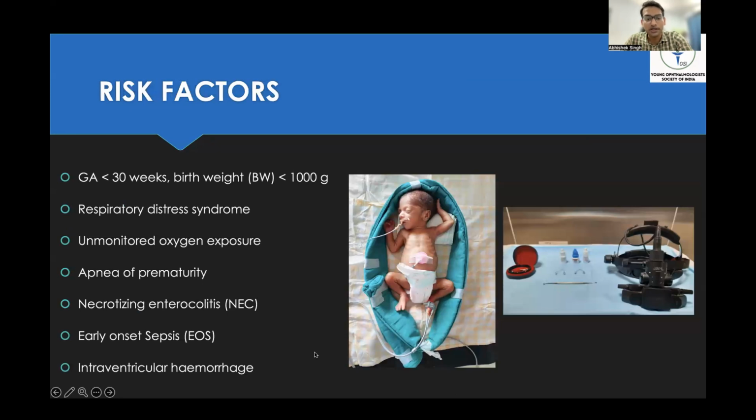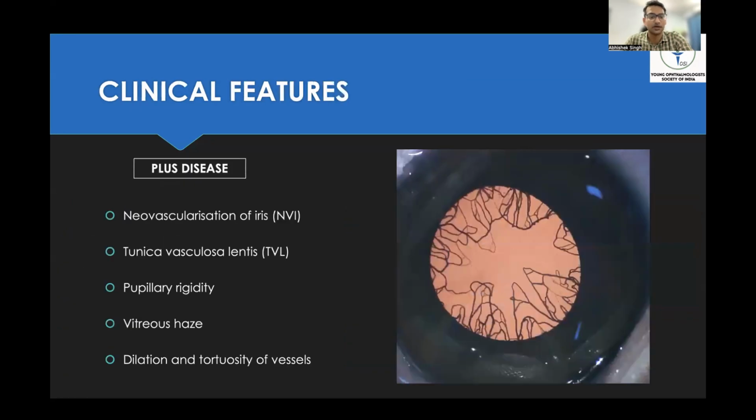Usually the smaller infants with a birth weight of less than 1,000 grams, or with associated systemic risk factors, are at a greater risk of developing this variant of ROP. However, in developing countries like India, even the larger infants can have aggressive ROP.